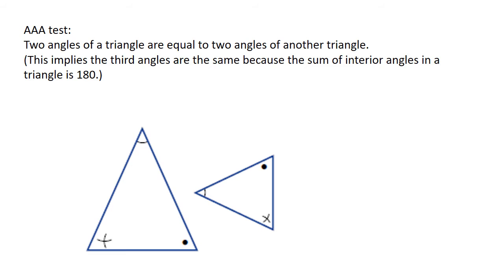The AAA rule is that two angles of a triangle are equal to two angles of another triangle. This implies that the third angle is the same, because we know that the sum of interior angles in a triangle is 180. So in our two triangles, this angle is the same as this angle, and this angle is the same as this angle. Therefore, we know this angle and this angle are the same.